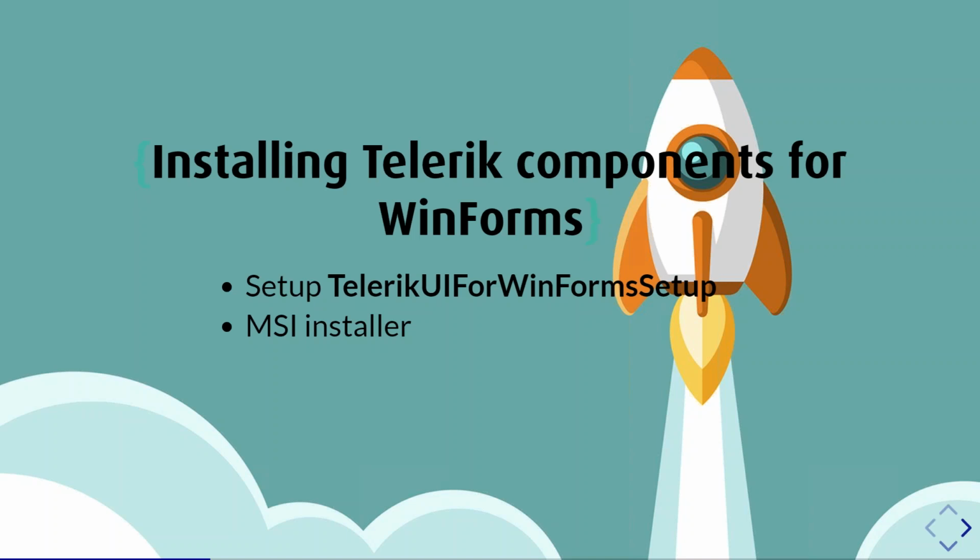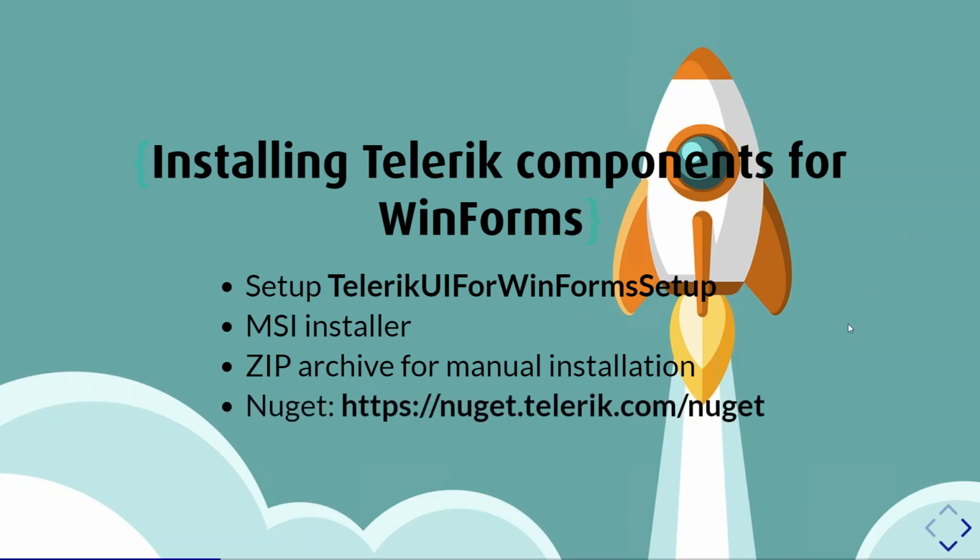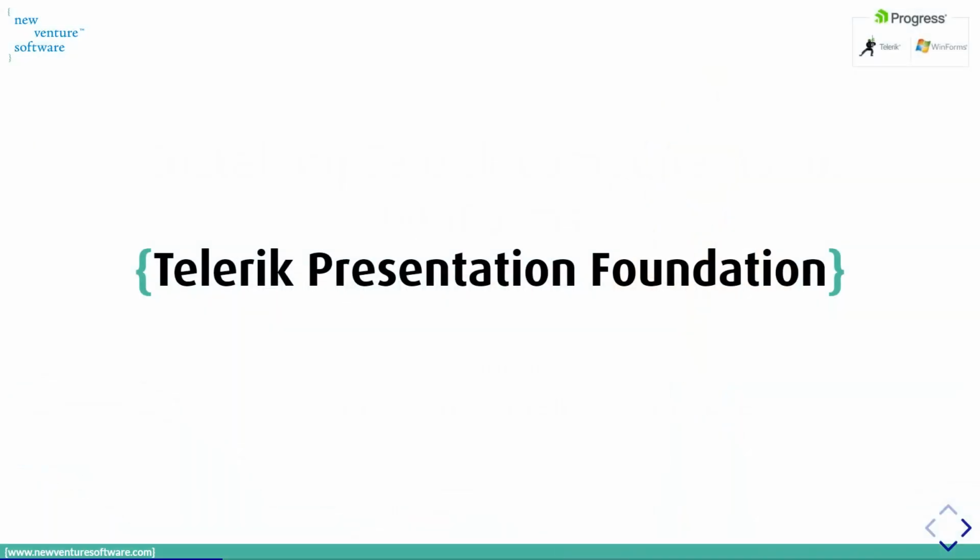But if you're not interested in that stuff, or you just simply need to update to a newer version, you can use a zip archive for manual installation, or use a NuGet feed that Telerik offers. So you can install one version using the setup and then upgrade to the latest internal build or some better version, and you can use the second two options to do that. All right, so let's start now with a more in-depth talk about WinForms.